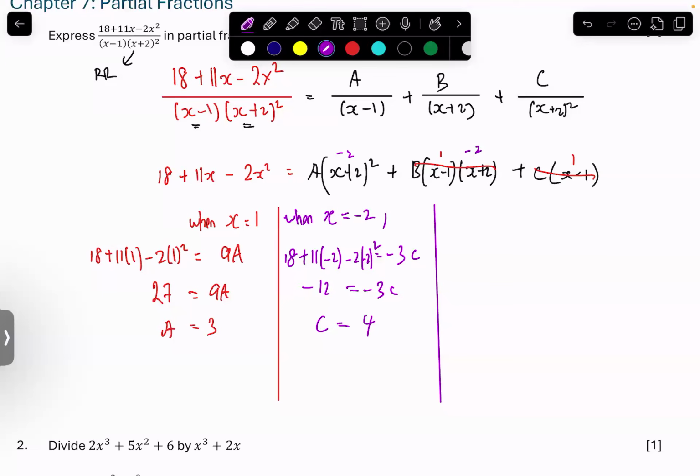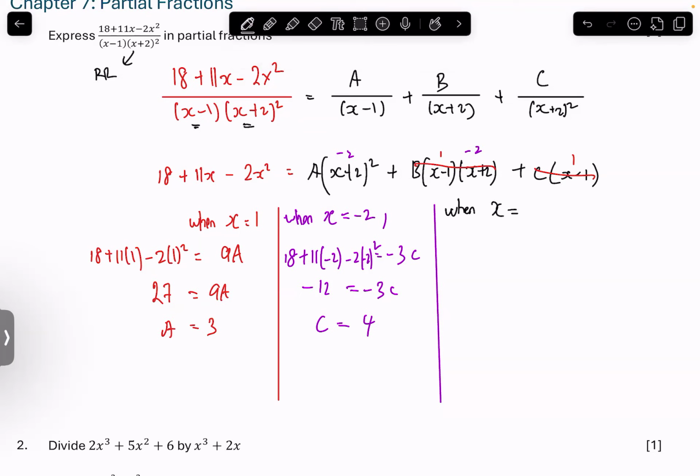And finally, the last one, I always like to use 0, but this is situational. You try to use values like 0, 1, negative 1, because they are always very friendly numbers. Why do I like to use x equals 0? Because it gets rid of the x terms on the left hand side. So we will just have 18.